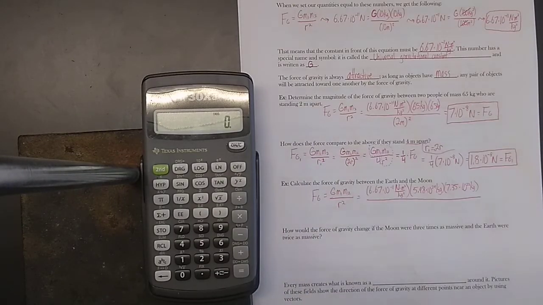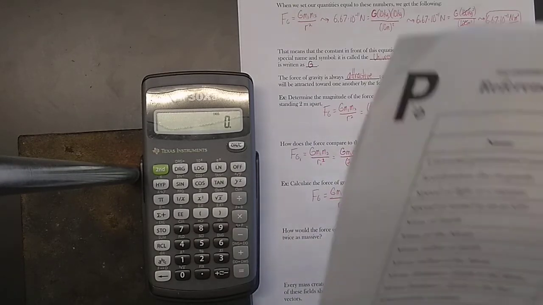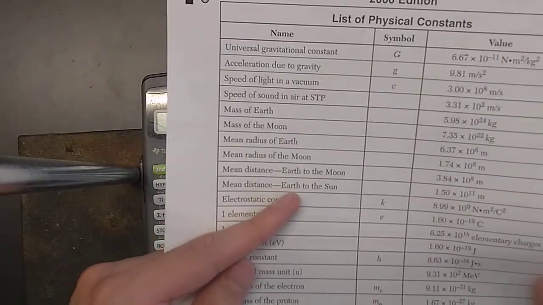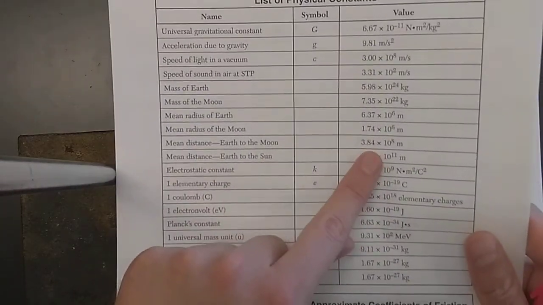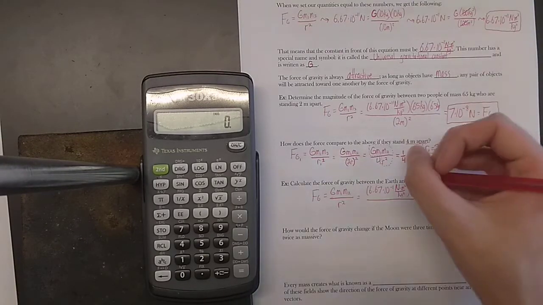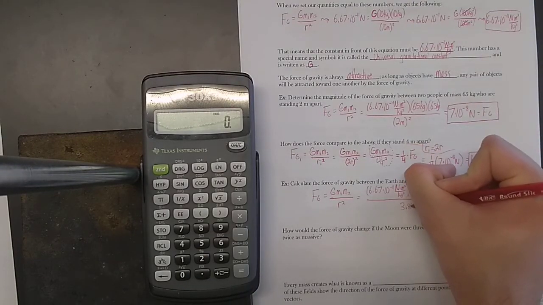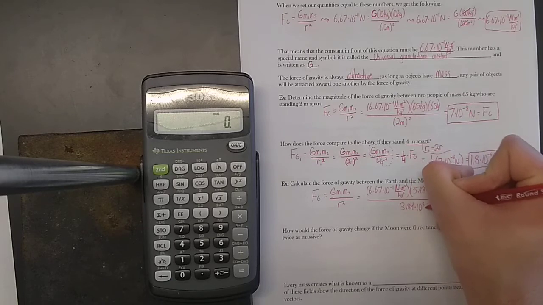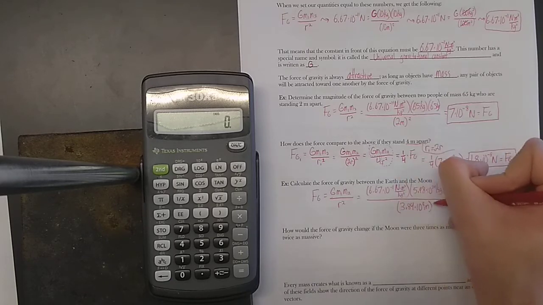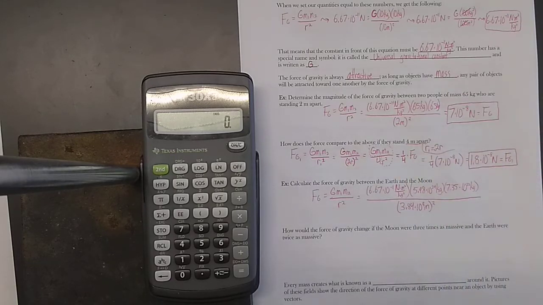R is the distance between the objects, not the radius of either object, but the distance between the centers of the objects. Earth to Moon, 3.84 times 10 to the 8th meters. Please do not forget, because it's the easiest thing to forget, that this bottom part has to be squared.